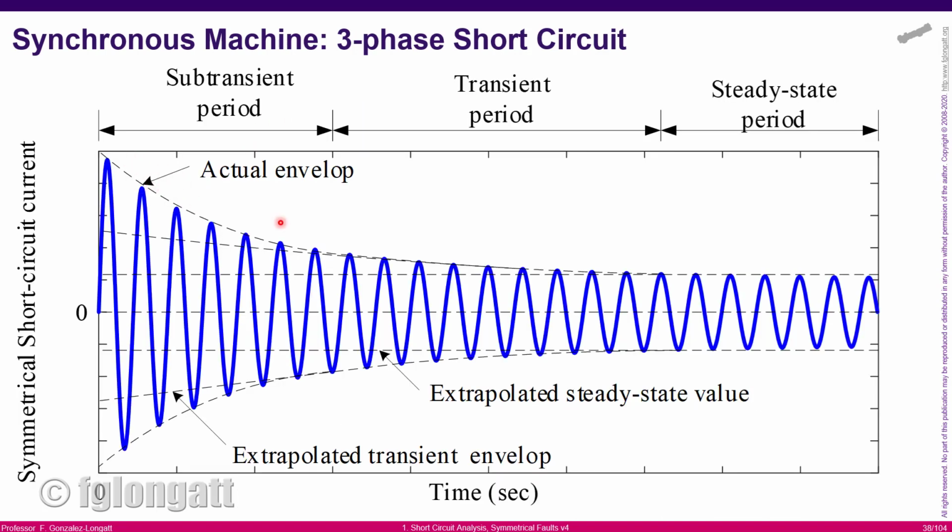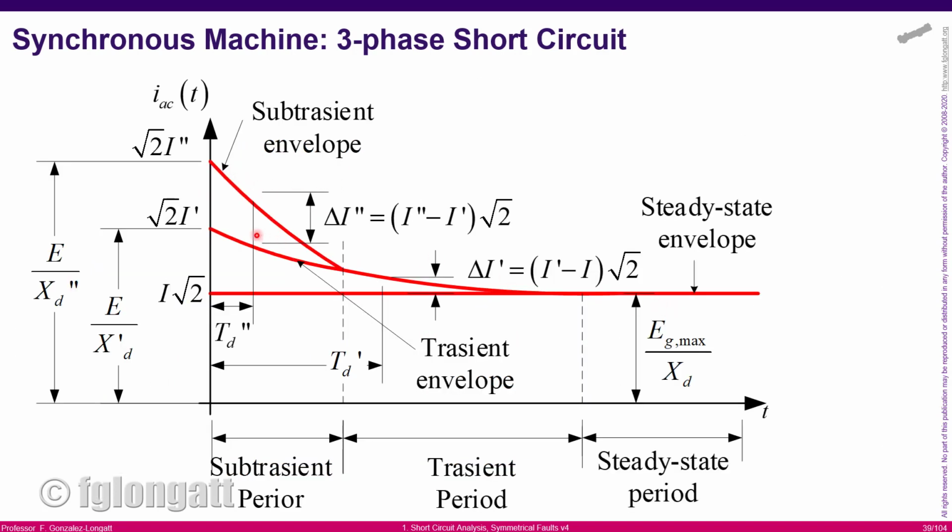if we look here at the actual envelope, we can use mathematics and say that there are mainly three envelopes. One that is decreasing extremely fast from the very beginning, and we call that envelope the subtransient envelope. Then after that there is one that is decreasing, but not so fast, and that is what we call the transient envelope. And then there is an envelope that is not changing, and that is the steady state envelope.